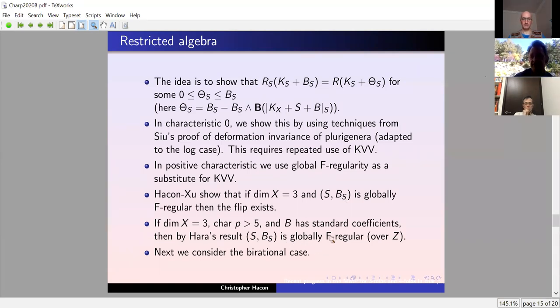So this tells us that we have a good substitute for Kawamata-Viehweg vanishing, and we are able to imitate Shokurov's original proof for the existence of PL flips in the three-dimensional case, and things do work out very nicely. And so with Cheng Yang, in fact, we show that whenever (S, B_S) is globally F-regular in the threefold case, we can construct the flip. And it so happens that when p is greater than 5 and B has standard coefficients, Hara's theorem gives us this global F-regular condition almost for free.